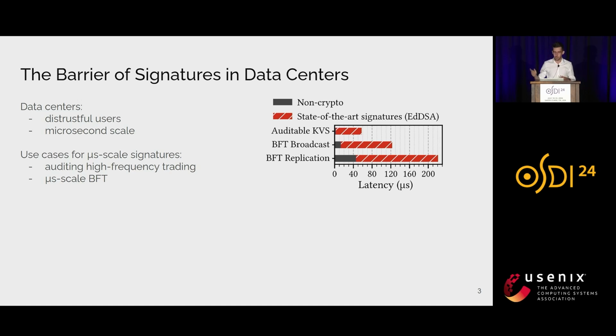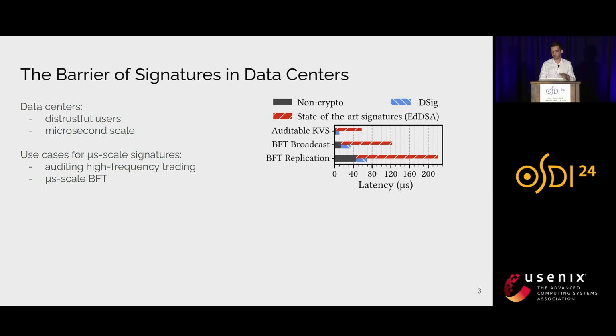Here we have, on the right, three different applications. The first one is a key-value store that we augmented to provide those crypto-secure audits. The second one is a broadcast primitive that is BFT. And the third one is a BFT replication primitive. What you see is that for all those applications, signatures represent 90%, or let's say 80+%, of their latency. That's just too much.